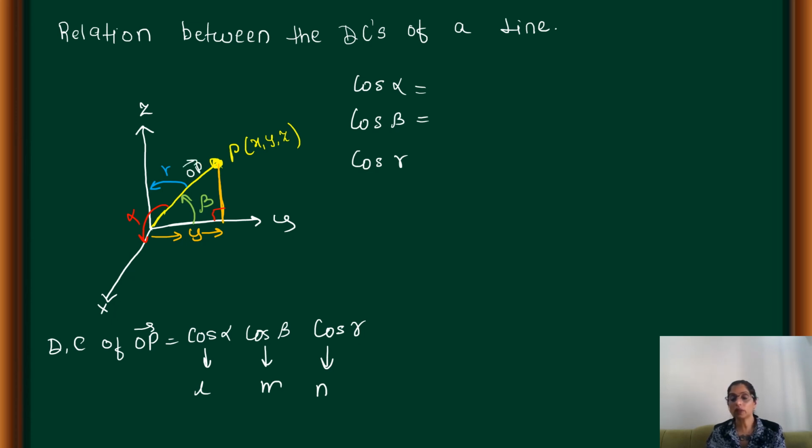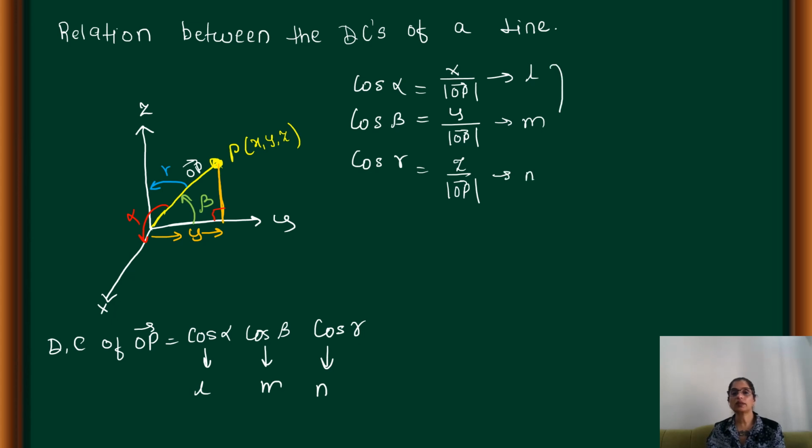What is cos value? Go to 10th standard trigonometry. Cos value is equal to adjacent by hypotenuse. Adjacent is what you have, y, correct? And what is going to be your hypotenuse? It is the magnitude of OP vector, correct? Similarly, this will also be x by magnitude of OP vector, and this is going to be z by magnitude of OP vector. Clear? All right. Now, the other names, as we know, this is equal to L, M and N.